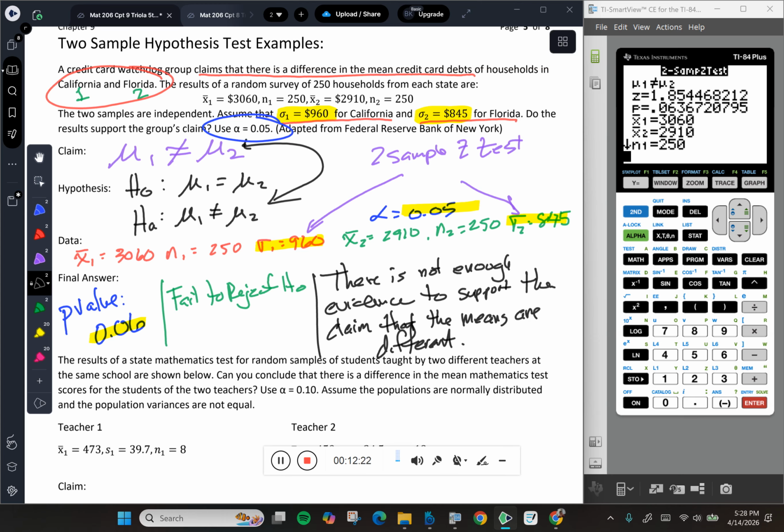Okay? All right, so I want to back up and point out something. The problem gave me population standard deviations. That's why I ran a z-test.